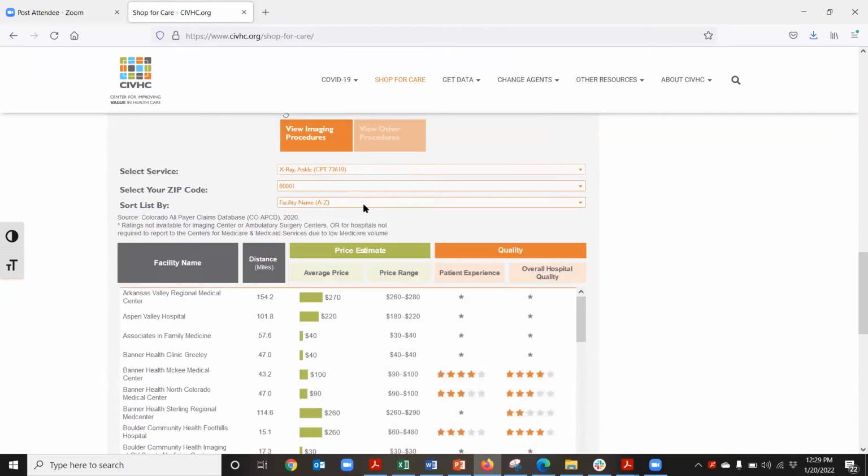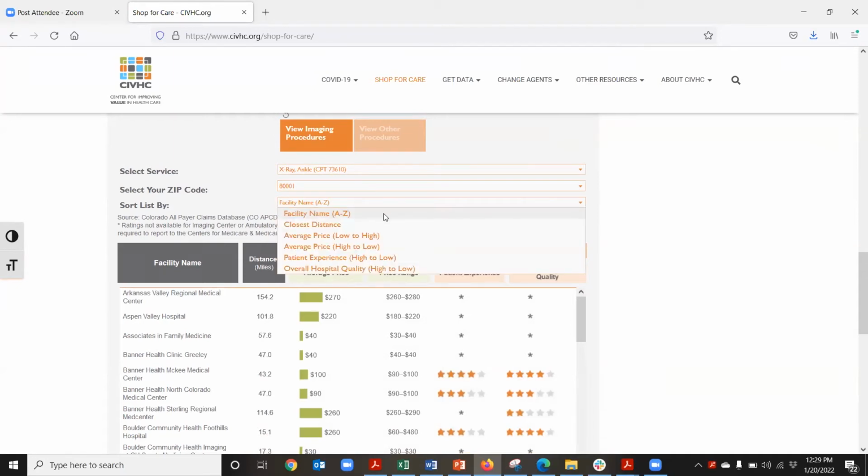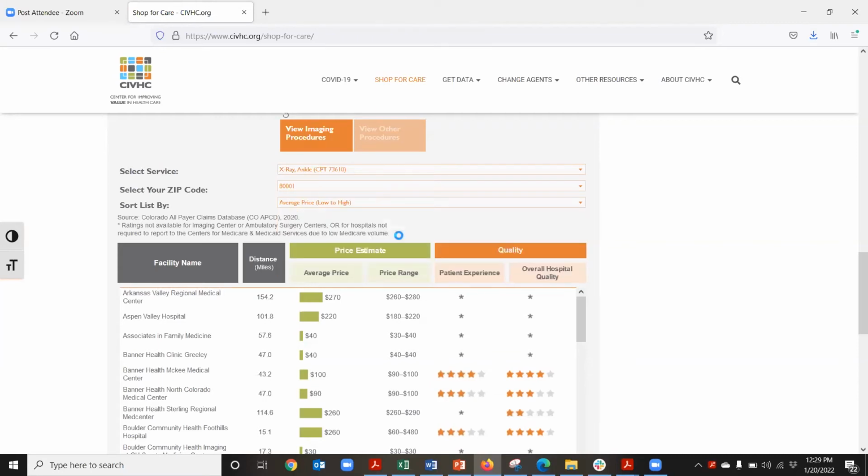Or if someone wants to give me a zip code here, we can look at that one. And then here you can sort the list by the name of the facility, by distance, by average price from low to high, or price from high to low, by patient experience, or by overall hospital rating, high to low. In this case, I'm gonna sort from low to high price.